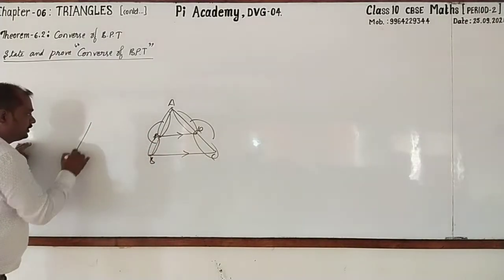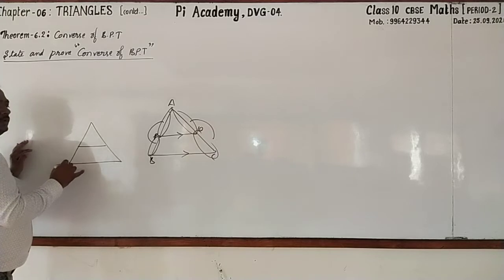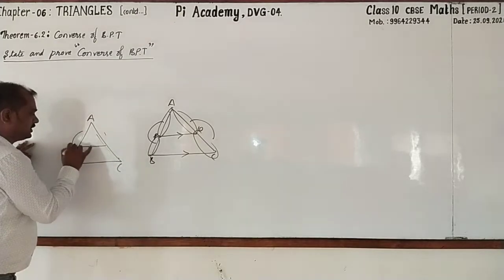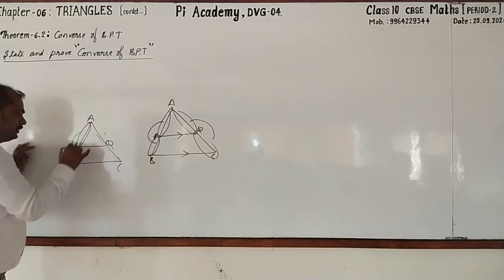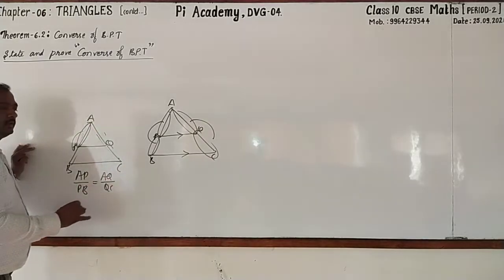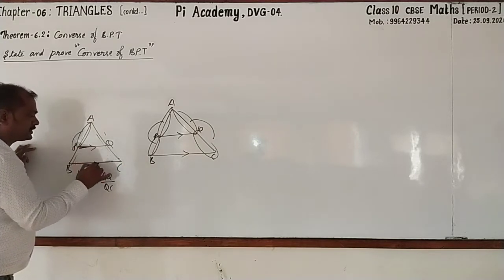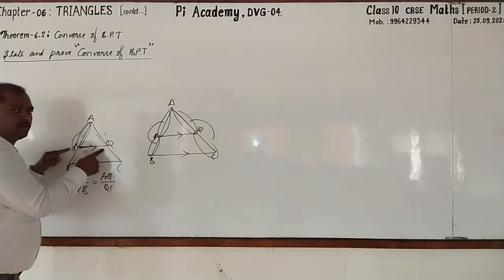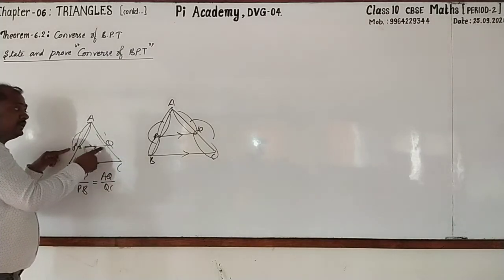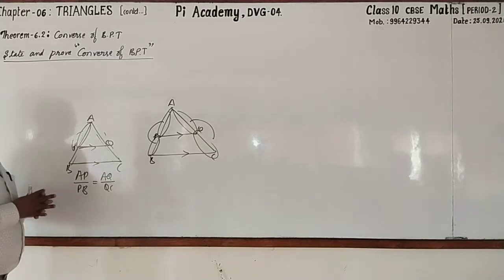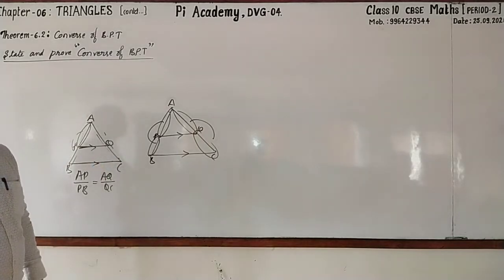Then what is its converse? If in a triangle, a line is drawn to divide the two sides proportionately, that is in triangle ABC, I will take the line PQ. If AP by PB is equal to AQ by QC, then we have to prove that that line is parallel to the third side. Followed. This is the converse of BPT. Once again I tell you, if a line is drawn in a triangle to divide two sides proportionately, then it is parallel to the third side. Understood? Yes, please go for writing the statement yourself.